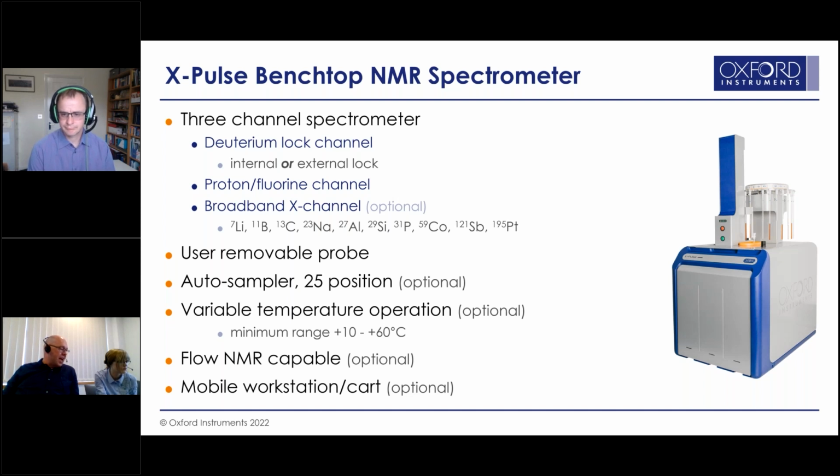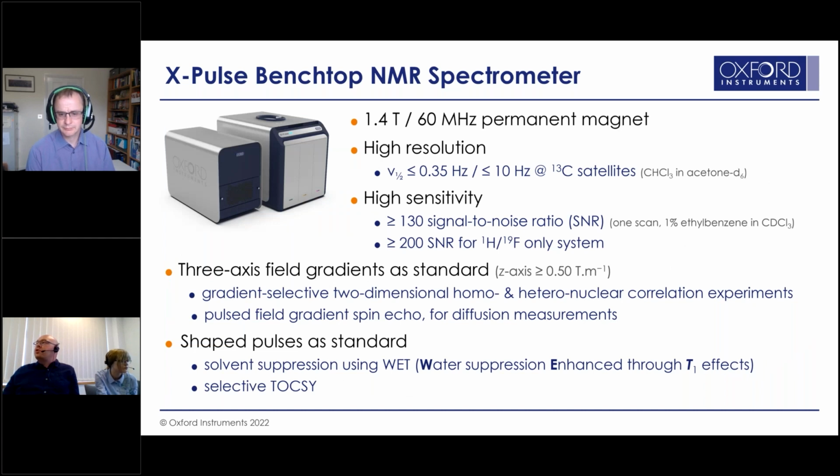There was something else there in terms of sensitivity. So signal to noise: if we go with a full broadband probe, we're guaranteeing a minimum of 130 to 1 on a 1% ethylbenzene sample. If you're only concerned about proton and fluorine and aren't interested in the X channel at all, we can go higher than 200 to 1 signal to noise. So if you're not particularly concerned about very low sensitivity nuclei like carbon, you can get a 2-channel only probe.